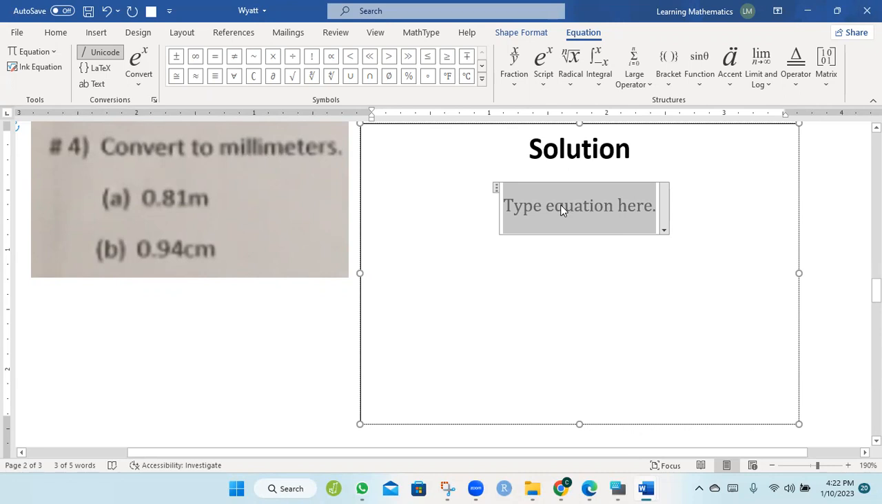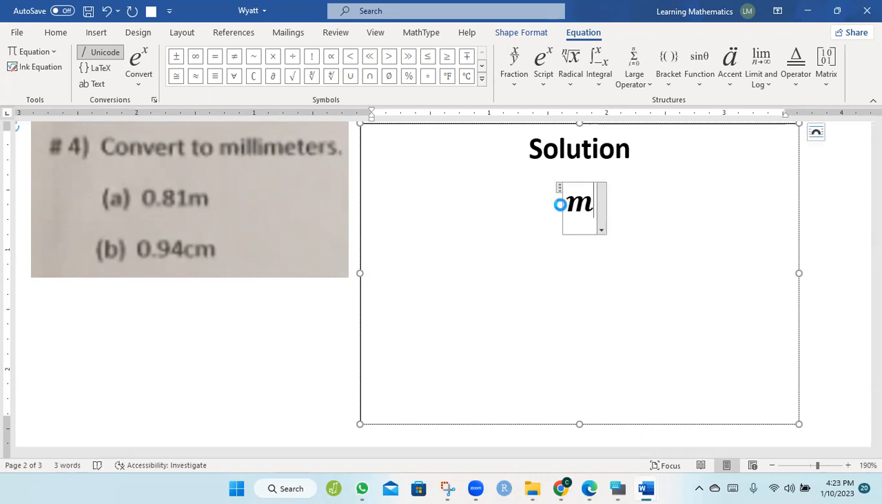We can use M for meters to millimeters. We can use double M for millimeters. So we call that a labeling ratio. Please take this down. Now the second step is to create a ratio with two numbers, meaning meters to millimeters. What are the actual values from meters to millimeters? So let's look that up.